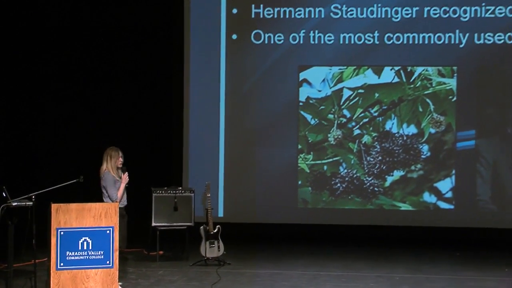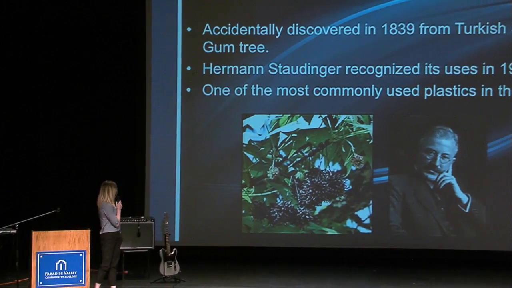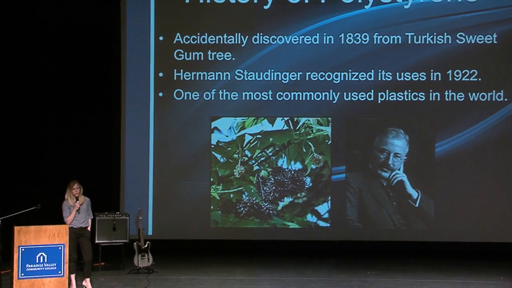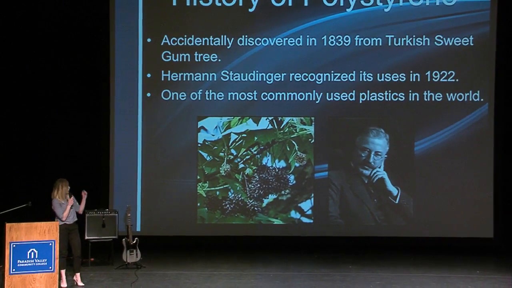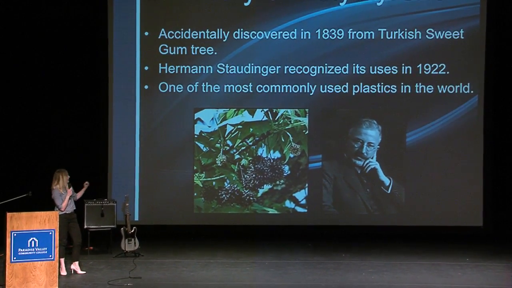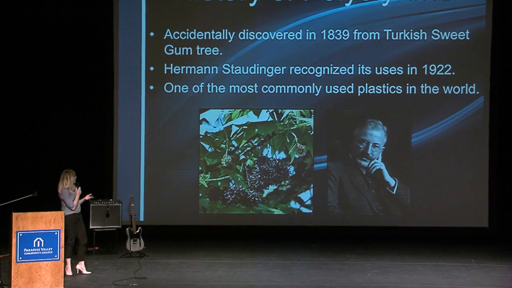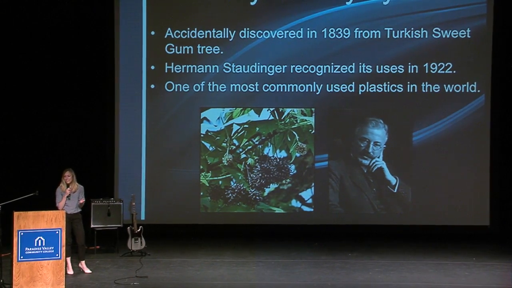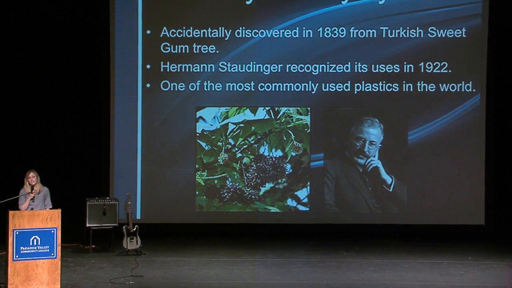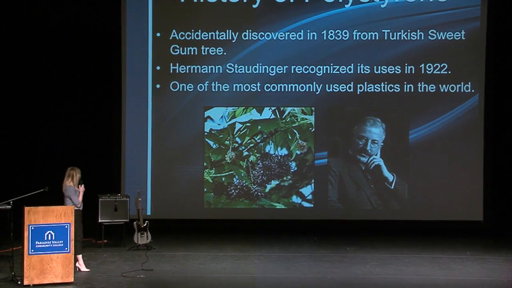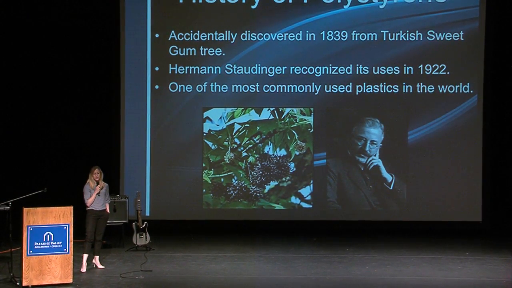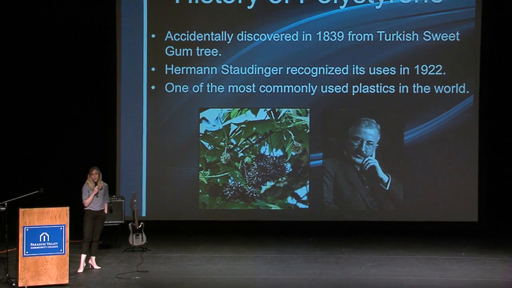So polystyrene was actually accidentally discovered in 1839 by a German apothecary who had distilled an oily substance from the Turkish sweet gum tree. He thought it was a monomer at the time, and it wasn't until 1922 that another German scientist, Hermann Staudinger, recognized that it was a thermoplastic. He recognized that these properties were actually really useful, so by 1930, it was being widely used as a thermoplastic in Germany, and by 1939, it had moved to the US, and now it is actually one of the most commonly used plastics in the world.